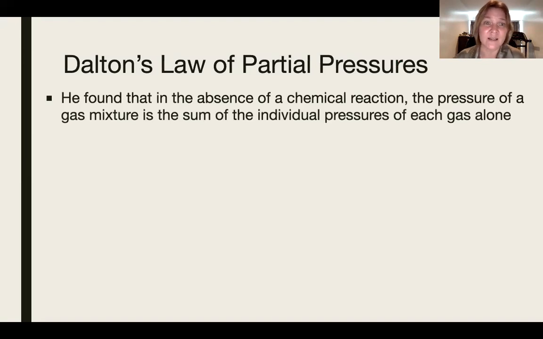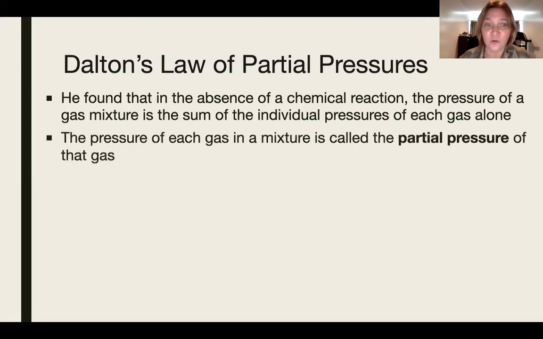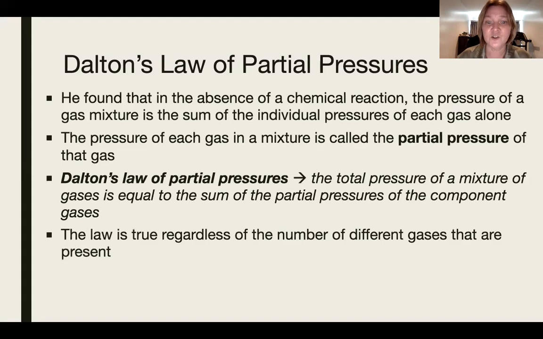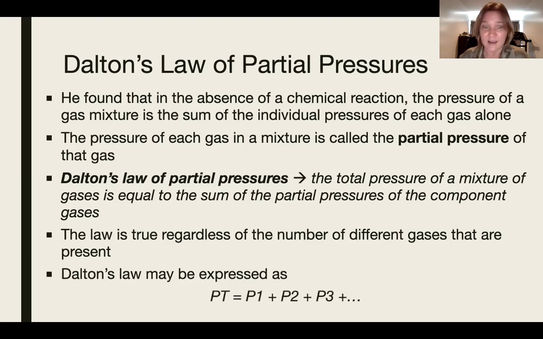Now, Dalton found that in the absence of a chemical reaction, the pressure of a gas mixture is the sum of the individual pressures of each gas alone. The pressure of each gas in a mixture is called the partial pressure of that gas. So Dalton's law of partial pressures is the total pressure of a mixture of gases is equal to the sum of the partial pressures of the component gases. It might sound complicated, but it's actually pretty simple. The law is true regardless of the number of different gases that are present. So we can express Dalton's law as PT, or total pressure, is equal to P1 plus P2 plus P3, and so on.